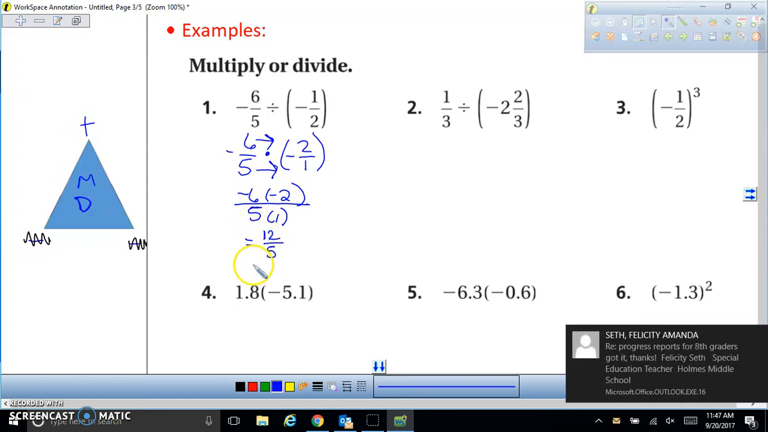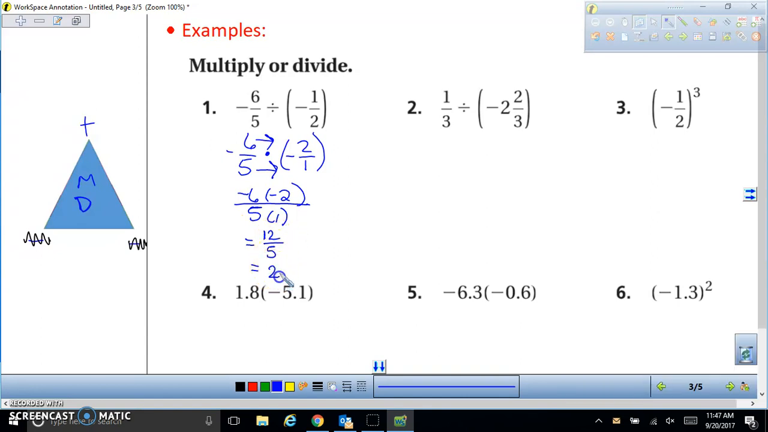Last step, we need to simplify this. 5 goes into 12 twice, with 2/5 remaining. And you did it. Did you keep track of your sign? Negative times negative is positive. All right, let's go to example number 2.